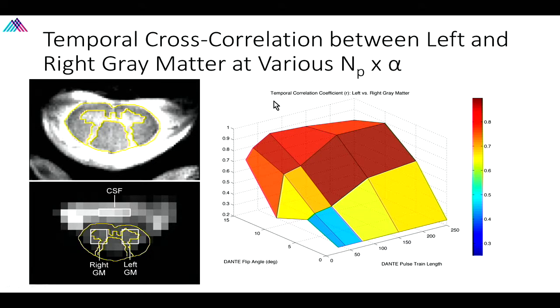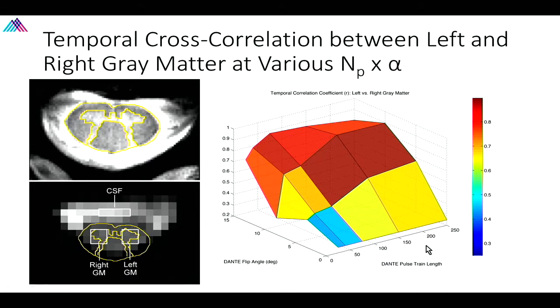And finally, we looked at the temporal cross-correlation between the left and the right gray matter here. Since these were resting state scans, we expect that the signal in the left and right gray matter will be correlated because we're not having the subject perform any lateralized task. But the strong signal in the CSF may alias or bleed into the gray matter and overshadow this correlation. And that's what we see here.